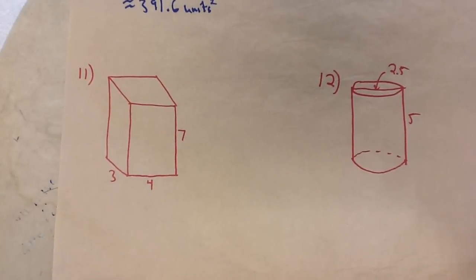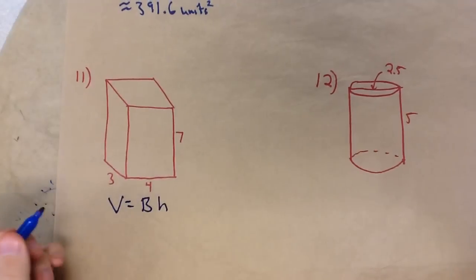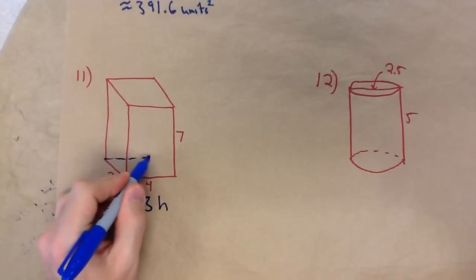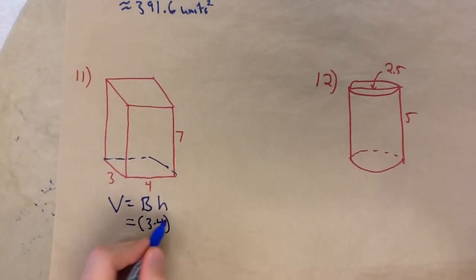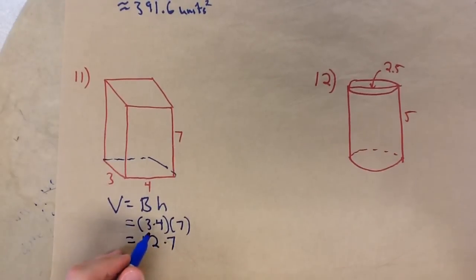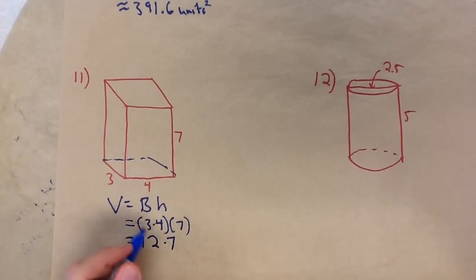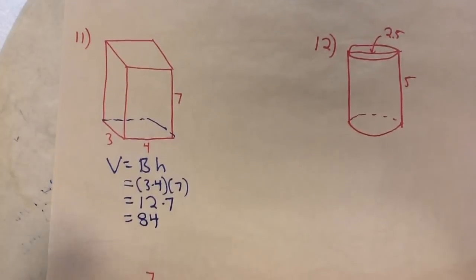On number 11, we're looking at volume of a prism. The volume of a prism is base area times height. The base that we have is a 3 by 4 rectangle, so 3 times 4 times our height of 7. I get 12 times 7, and that is 84. And this will be units cubed.